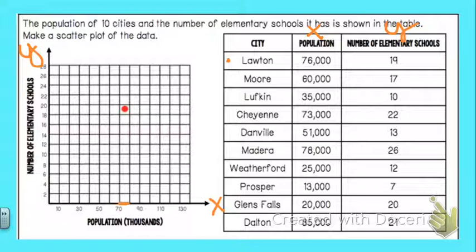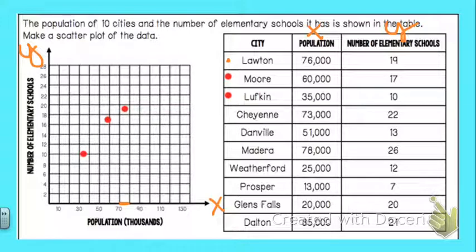Okay, so then we have Moore, which has a population of 60,000. And it's going to be right in between here, between 50 and 70. And they have 17 elementary schools. So it's going to be just right below the 18 and 16 in between. We have Lufkin, which has 35,000, which is going to be right in the center, and they have 10 elementary schools.